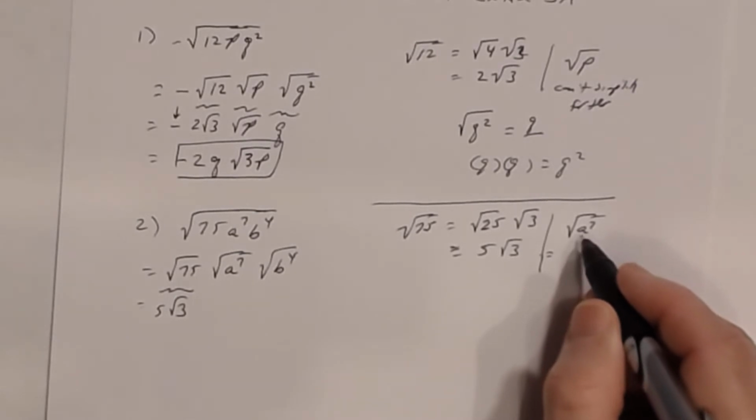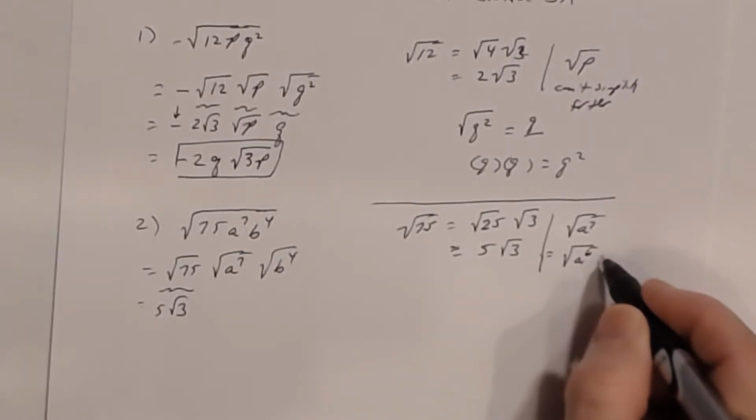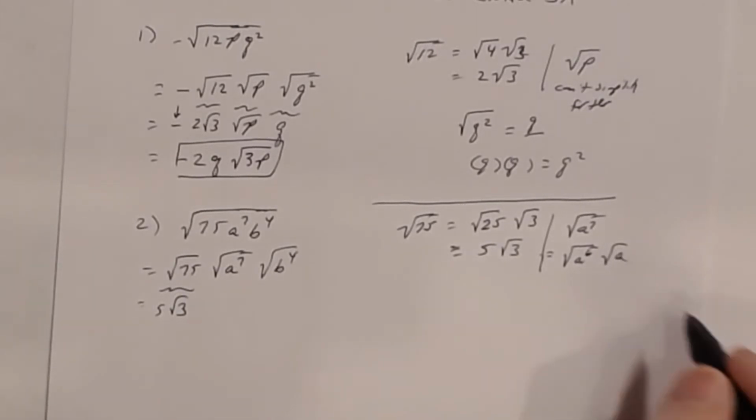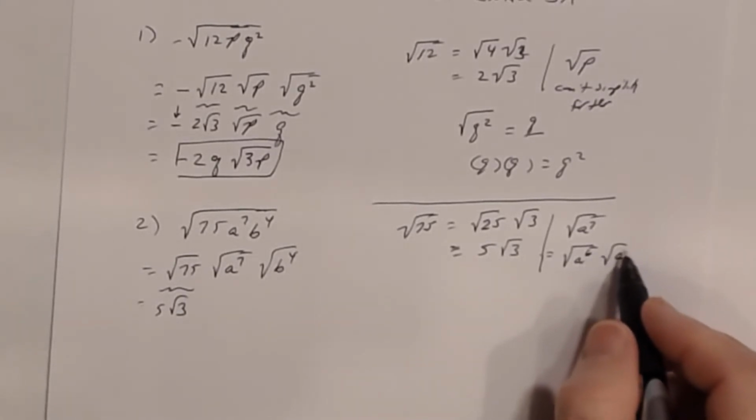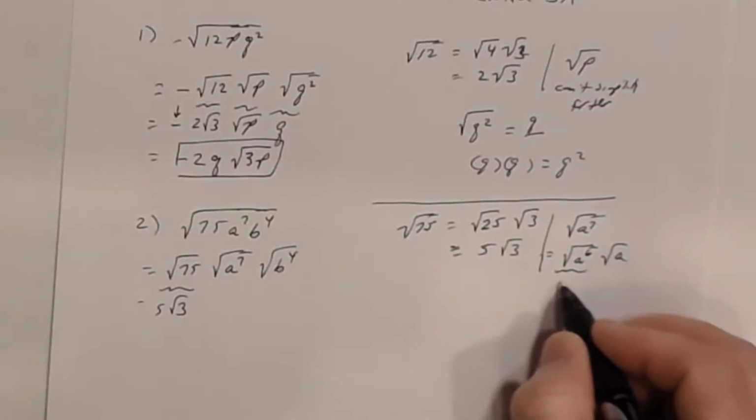So that means you can rewrite the square root of a to the 7th as the square root of a to the 6th times the square root of a, right? Because a to the 6th times a to the 1st is a to the 7th. And now you know you can simplify this.